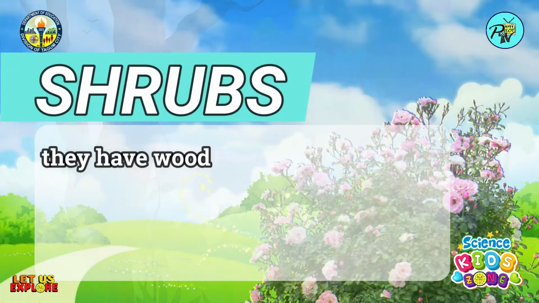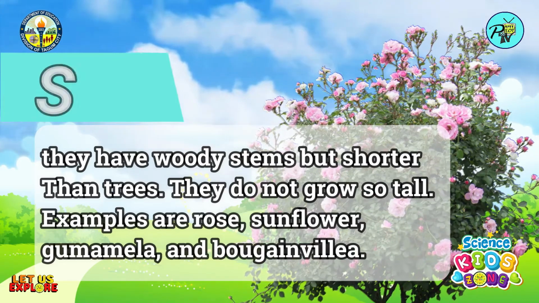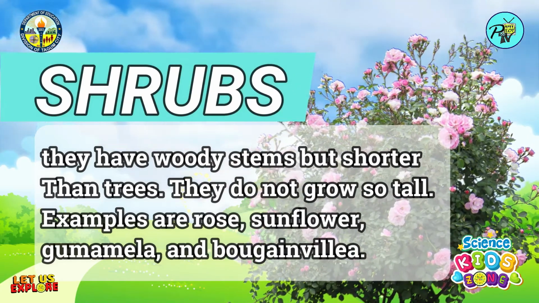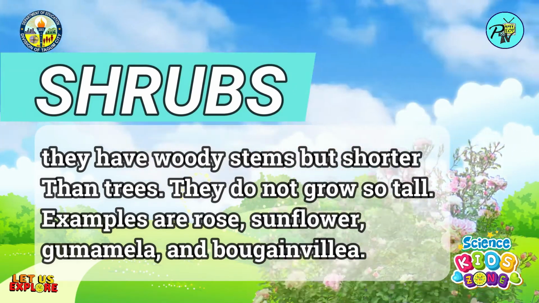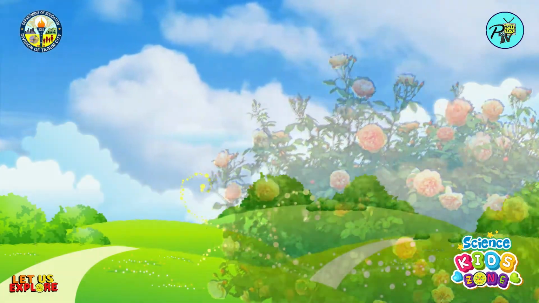How about shrubs? They have woody stems but shorter than trees. They do not grow so tall. Examples are rose, sunflower, gumamela, and bougainvillea.